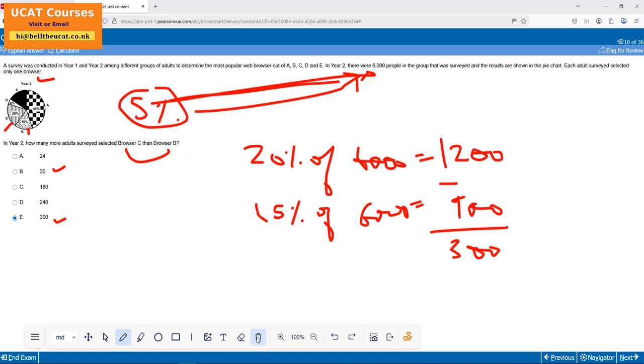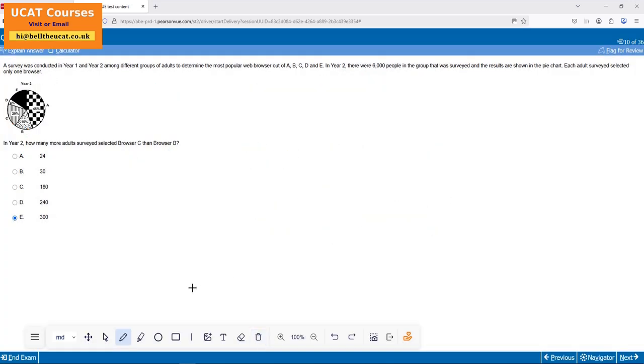Moving on, cracking away on to my next question. Right, in year 2, what is the range? Range is high take away low. In year 2, what is the range of analysis of a browser? Range means highest take away lowest.